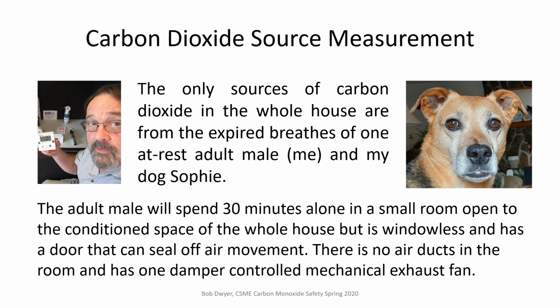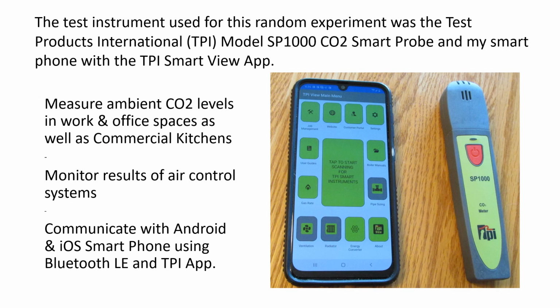So let's see how we're going to measure carbon dioxide in this experiment. The test instrument used for this experiment was the TPI, or Test Products International, model SP1000 CO2 Smart Probe, and I use my smartphone with the TPI Smart View app. That measures ambient CO2 levels in work and office spaces as well as commercial kitchens. Anywhere you go, believe me, if you want to learn about CO2 and add something to your indoor air quality measurement package for your customers, the people you work for, or in your own homes, it communicates with Android and smartphones using Bluetooth.